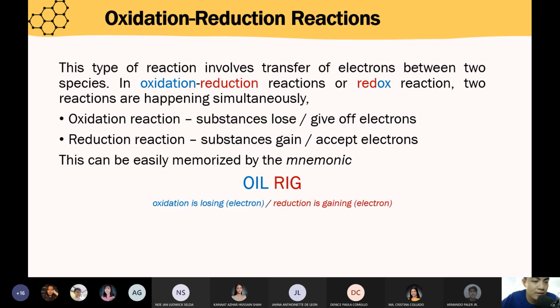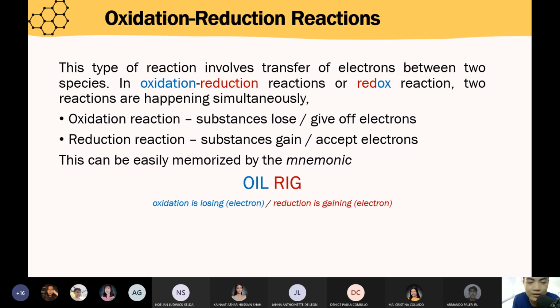So, what is oxidation reduction reaction? In essence, oxidation reduction reaction is the reaction that involves transfer of electrons, okay? Compared to other chemical reactions wherein the cation and the anion swap, for this one, the electrons are being transferred, okay, from one species to another. So, oxidation reduction reaction is a tandem of two reactions, okay? So, you have an oxidation reaction and a reduction reaction. And again, I said, it's a tandem.